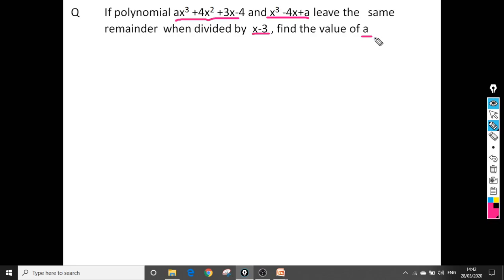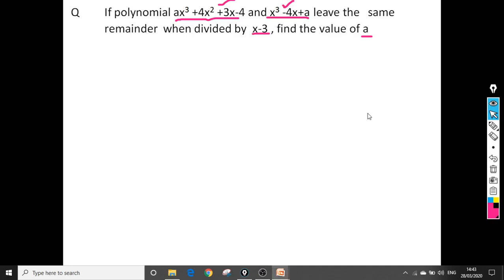Now, how are we going to do this question? We will discuss two cases. In the first case, we will find the remainder of the first polynomial, supposed to be r1. In the second case, we will find the remainder of the second polynomial, considering the remainder as r2, and we will equate them. Let us start this problem.